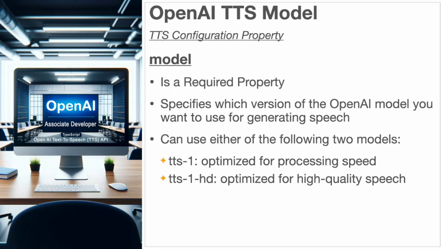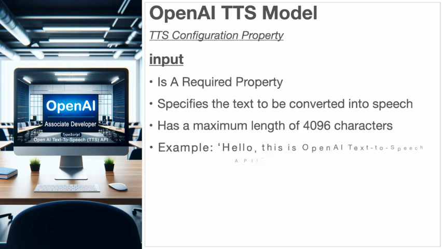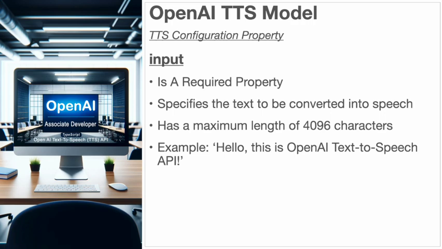Next is the input property. This is the core of your TTS request. Here, you provide the text to convert into speech. Know this can contain a maximum length of 4,096 characters. This property allows you to enter text such as "Hello, this is OpenAI Text-to-Speech API," and receive back the audio equivalent from the AI.